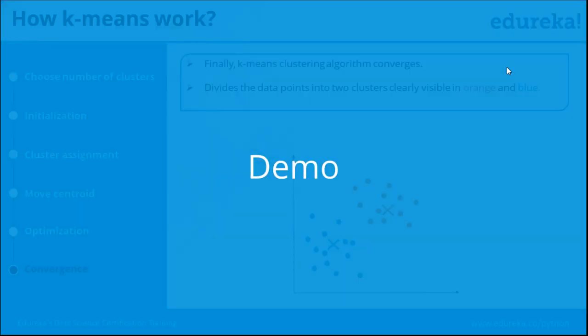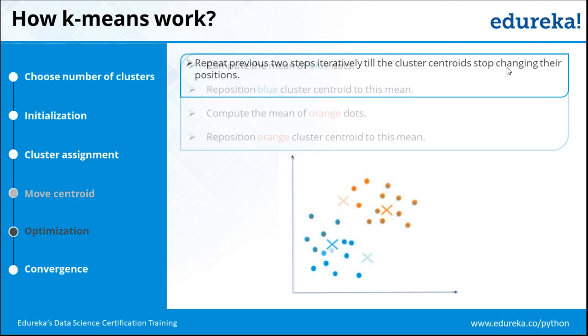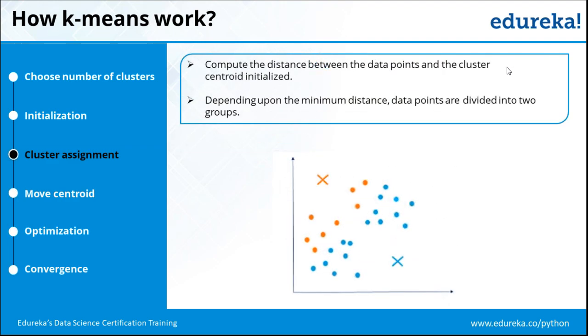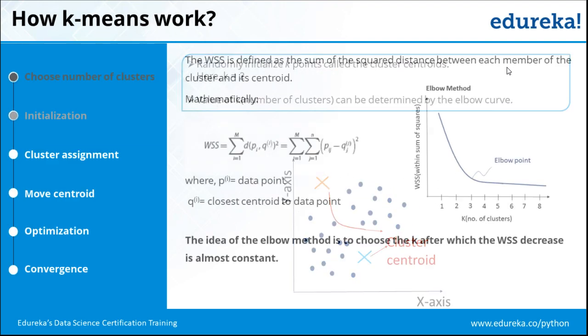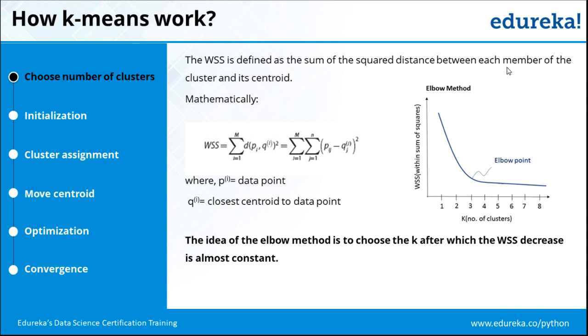Okay, so we will talk about the demo, but one thing is still left, which we were discussing initially, that is how to choose the number of clusters, right? For choosing the number of clusters, we have one technique, which we call the elbow method. For the elbow method, first of all, we need to calculate the squared distances, which we call WSS. So how is it being calculated? Let's see how it is being calculated.